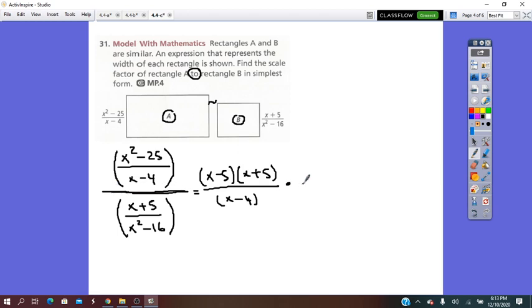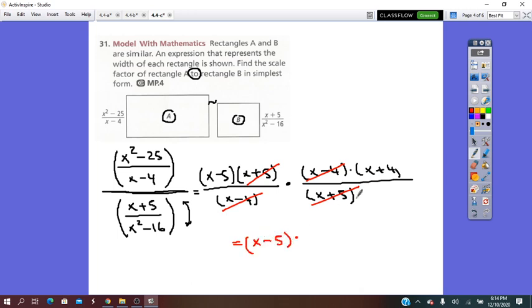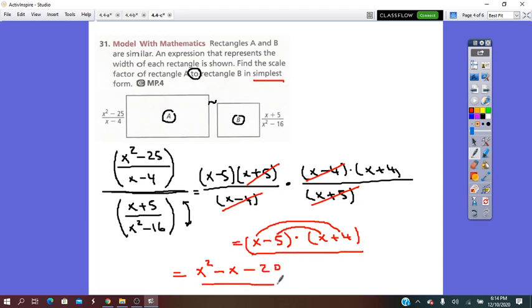Divide changes into times the reciprocal of the second fraction. So x plus 5 goes down, and x squared minus 16 is x minus 4 times x plus 4. Now we will simplify. x minus 4 with x minus 4, x plus 5 with x plus 5, it will be x minus 5 times x plus 4 in simplest form. We can keep it in this form or we can distribute: x times x is x squared, x times 4 is 4x, negative 5 times x is minus 5x, negative 5 times 4 is minus 20. So we keep it like this or like this.